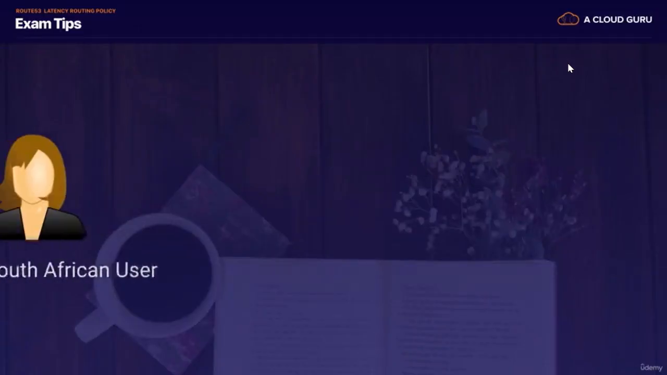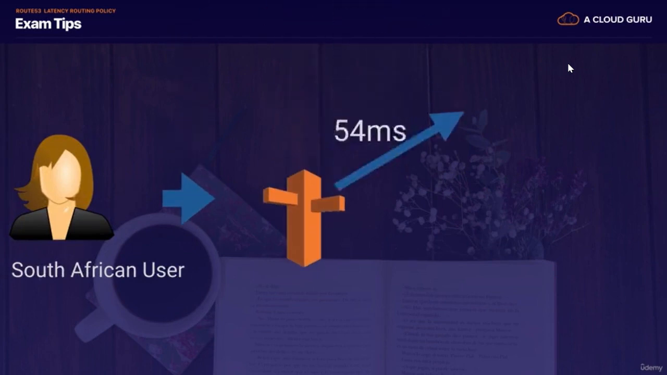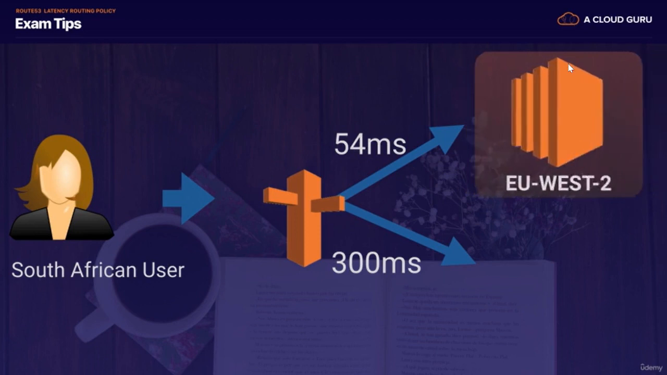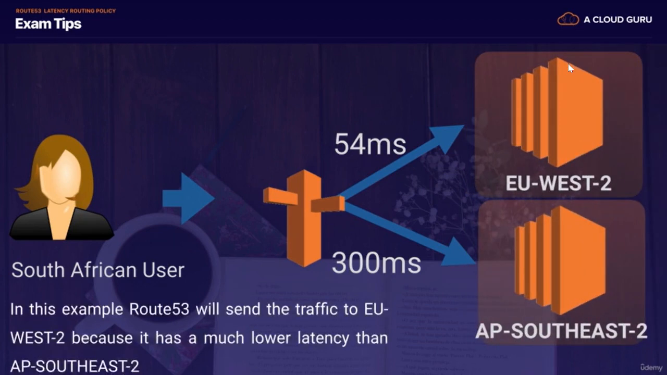So onto my exam tips, just remember about latency-based routing. If you've got your South African user and they're connecting into Route 53, Route 53 is going to look at the latency and choose the one that's lowest. So it's going to choose this one, which is 54 milliseconds, and direct them to EU West 2. And it is lots of fun to test it using different VPN clients as well.